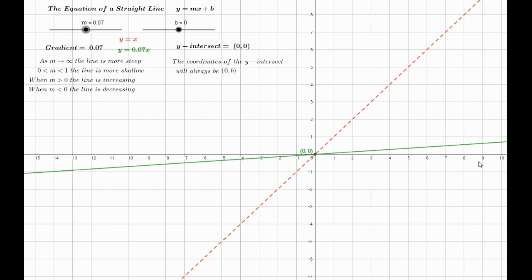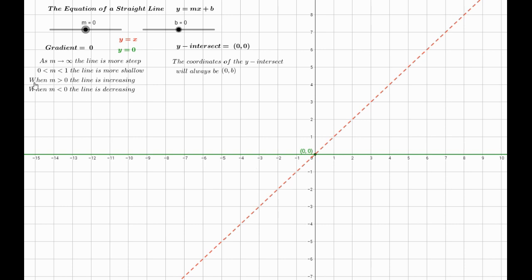So the closer it is to 0, the closer it becomes to flat. But as you can see, when it becomes 0.1, there's still a very slight increase. When it becomes 0, it is completely flat. So this is a 0 gradient. Now let's take a look at the next point.